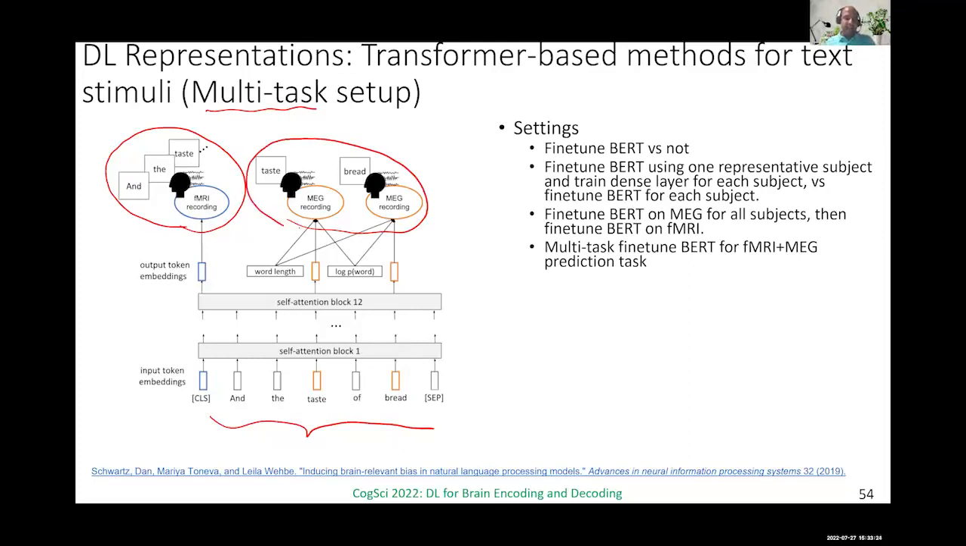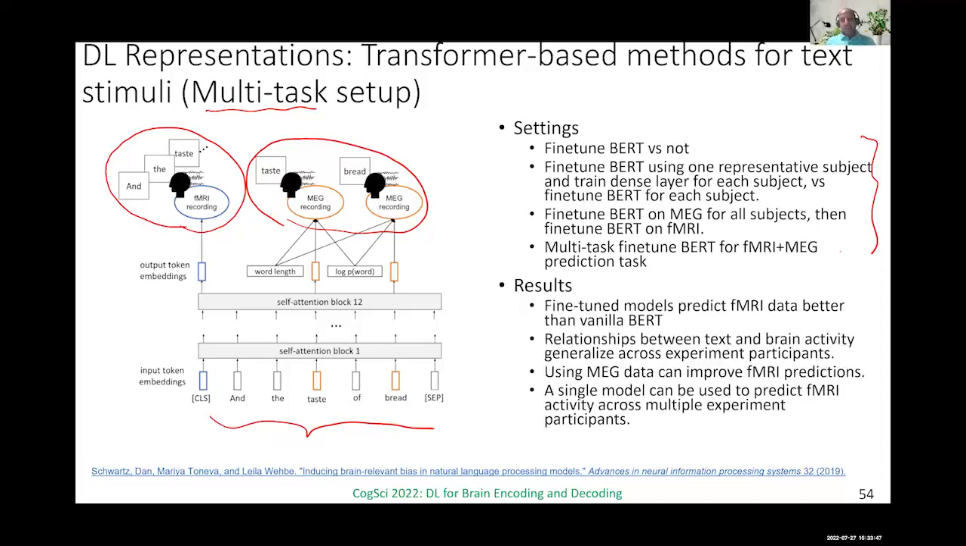Right? And then there are, of course, several kinds of settings that have been tried. Settings which involve fine-tuning BERT or not, and then fine-tuning from a particular subject perspective versus fine-tuning separately for individual subjects, using MEG or not, and so on. So here the multitask setup is more from a measurement perspective. So it's fMRI versus MEG measurements.